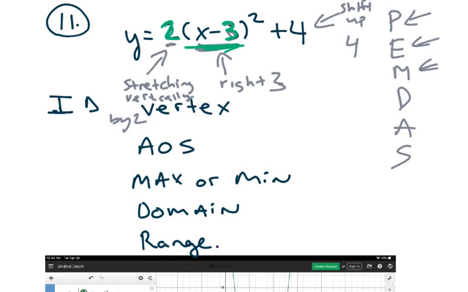So what would that do to the vertex? Well, remember, the vertex is normally at 0, 0. So shifting to the right 3 means now it's at 3, and shifting up 4 means it's at 4. So this point here, we just follow those values, it's 3, 4.